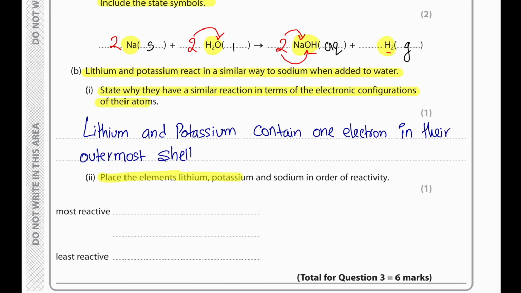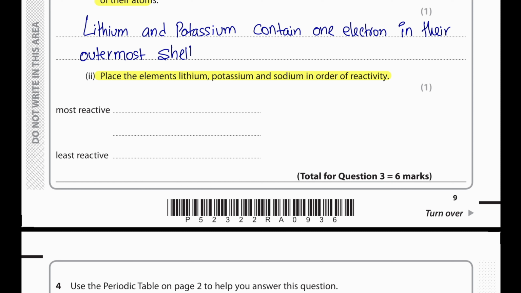Place the elements lithium, potassium, and sodium in order of reactivity. So we know that the most reactive is going to be definitely the one which is lower in the group. So definitely potassium, and the next, lesser than that, will be sodium, and then it will be lithium. So as we go up group 1, the reactivity decreases.